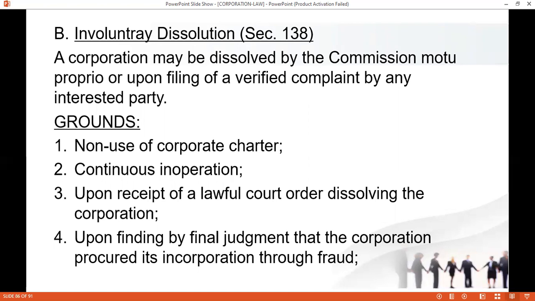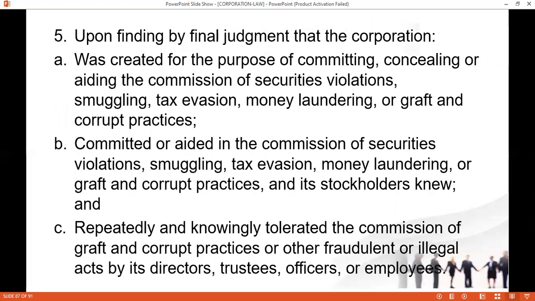Mag-order yung commission. Upon receipt of a lawful court order dissolving the corporation, upon finding by final judgment that the corporation procured its incorporation through fraud. So kung yung pagkuha mo ng registration is through fraudulent means, pag nalaman yon at na-prove, then pwede kang ipa-dissolve.